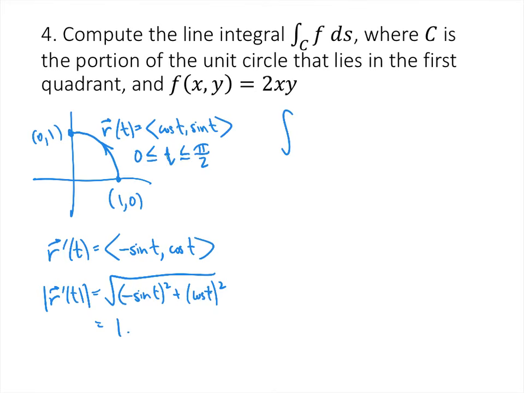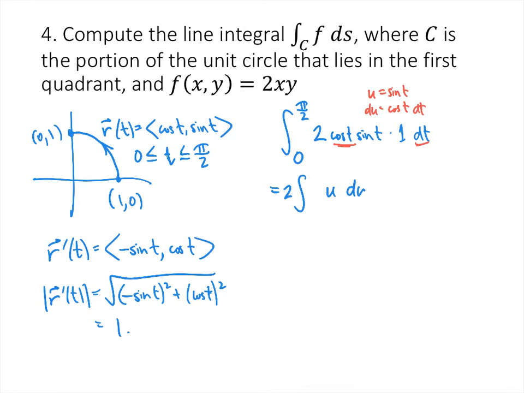So our integral is an integral from 0 to pi over 2. Our function is 2xy, so that's going to be 2 times cosine t times sine t. Our speed factor is 1, and so we integrate with respect to t. Now we can do this integral with a quick substitution. u equals sine t, and then du will equal cosine t dt. I have a copy of cosine t and a dt. So in my new integral, I can pull out the 2, I just get u du.